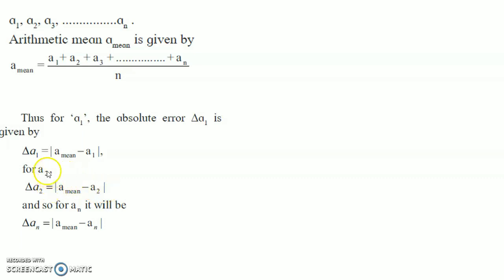So similarly, we can calculate the absolute error for each and every reading up to AN. For AN, the absolute error delta AN is equal to modulus of A mean, the most probable value, minus AN. So this is the formula for absolute error of individual readings.